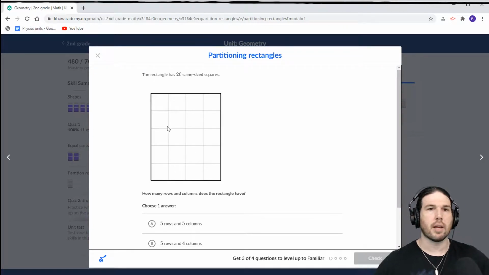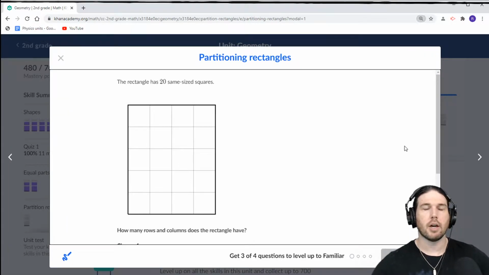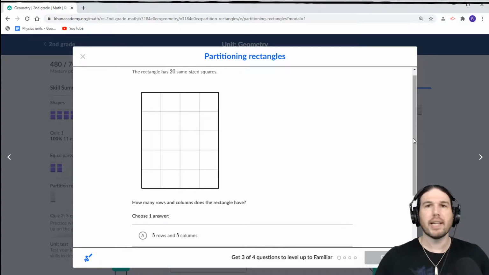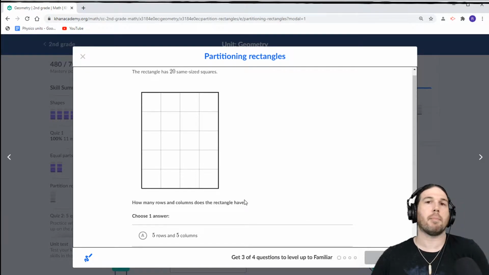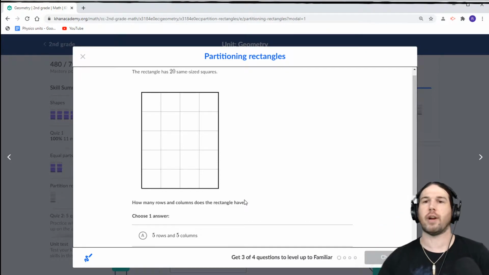This rectangle is 20 same-size squares. Oh, man. So we're already going to be kind of sort of talking about multiplication, right? Again, we are avoiding using the word multiplication, but like, how many rows, how many columns? This is the same adding by array that we did back in first grade.